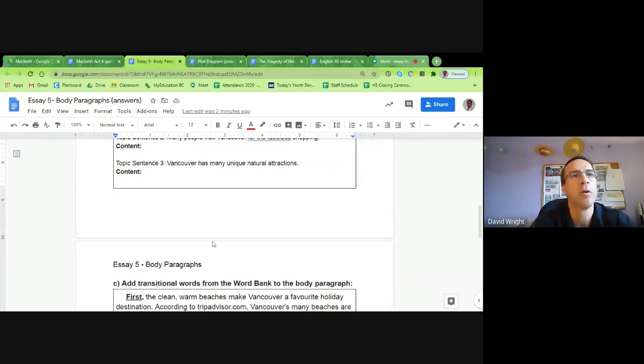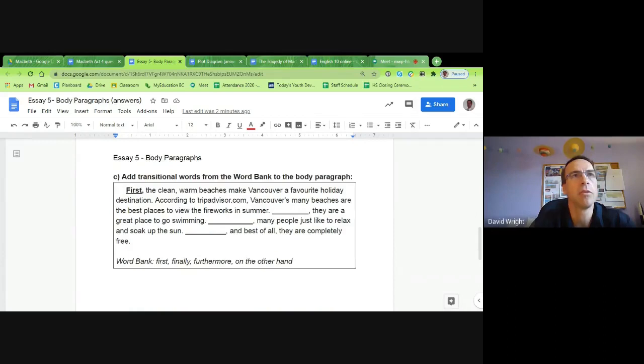Good. Okay, here's the last thing that you need to do, and that was transitional words, right? Now I've given you some transitional words right down here. First, finally, furthermore, on the other hand, these are transitional words and expressions that you can use. First, I stole first, so you can't use that one. It's already done. And I'm going to put this in red because I did it for you.